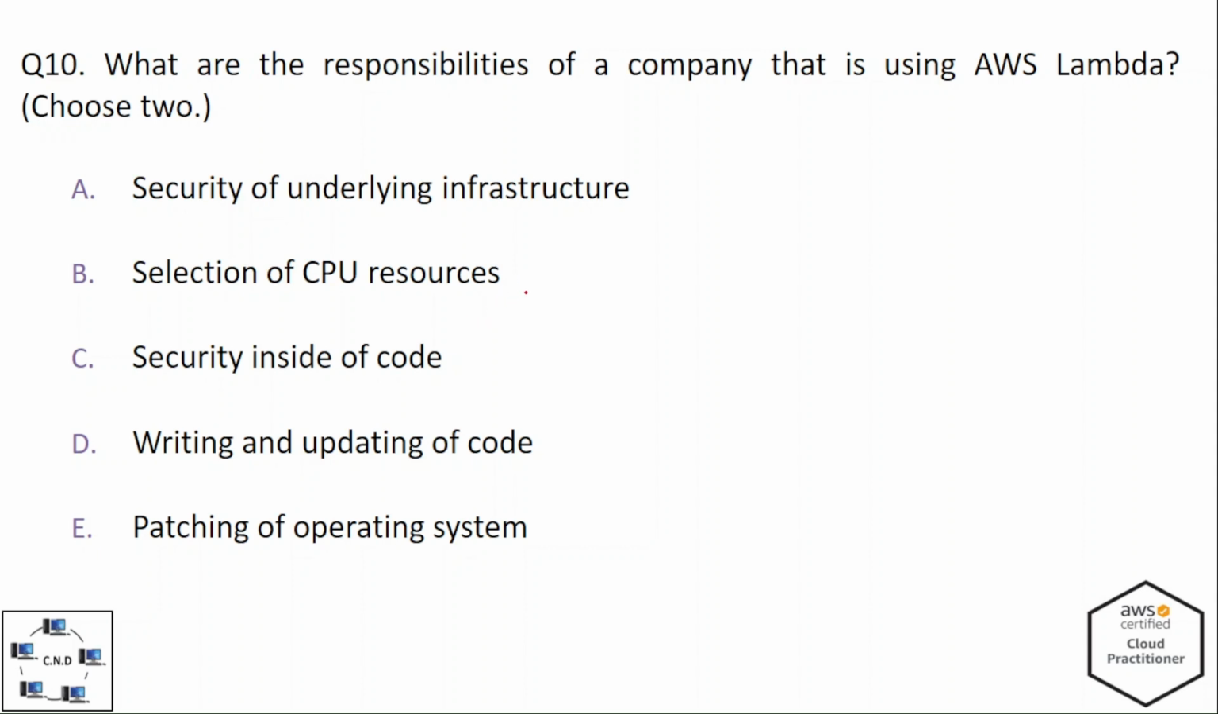so we have to choose two options. So the first correct option is C, security inside of code, and D, writing and updating of code. So the customer or the company is responsible for security inside the code, and of course writing and updating the code. All the rest of the responsibilities lie with AWS.